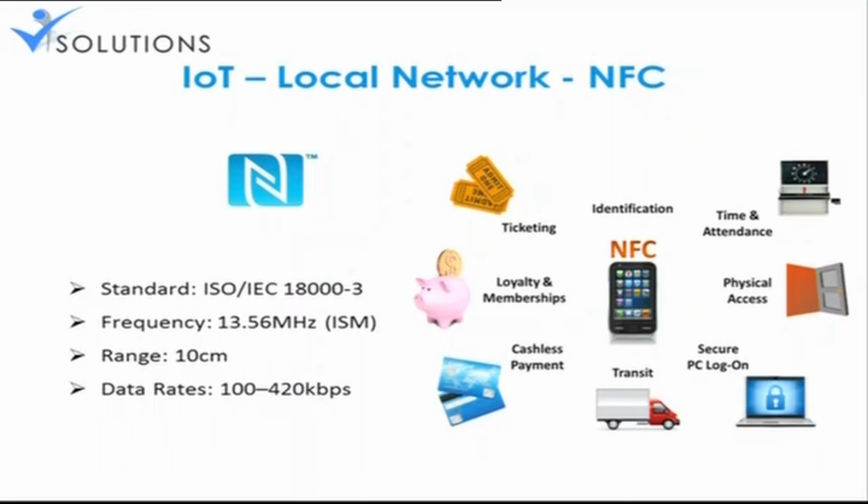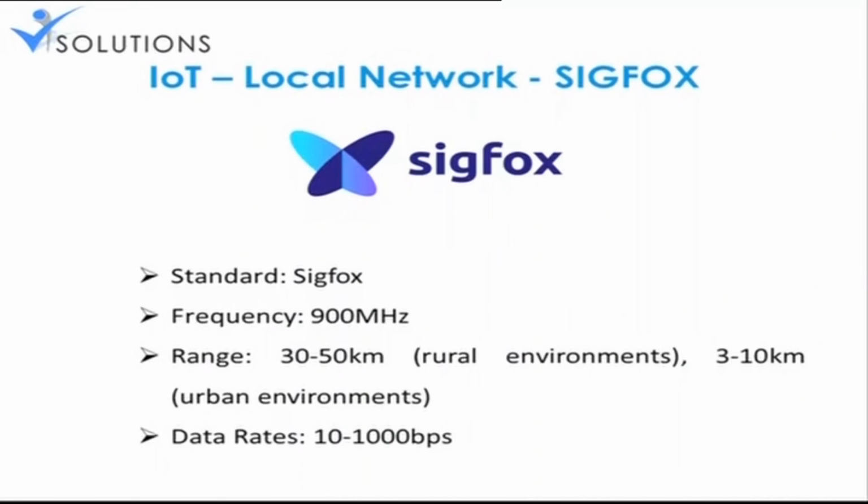The data rate is going to be nearly 100 to 420 kbps. That is sufficient to do your cashless payment, your ticketing. For these things it's fine. Like security purposes, yes, these things are fine. But for IoT, I don't think so. Very short range. Okay, fine. Coming to Sigfox.